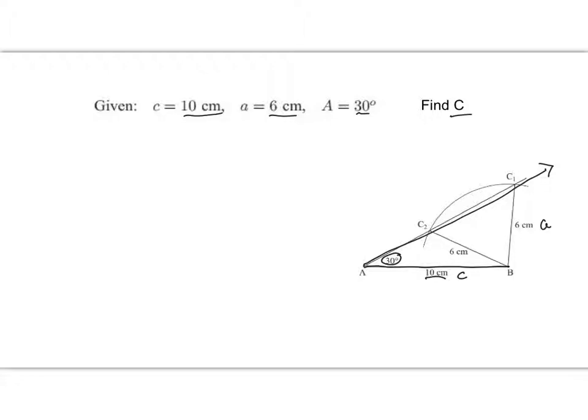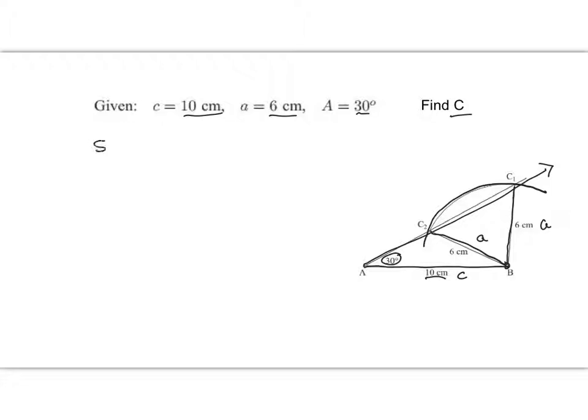If I draw an arc around side B that has a radius of 6 centimeters, you'll notice that the arc intercepts this line here in two spots. I don't know which one of these is my triangle. Let's try calculating angle C first and see what happens.